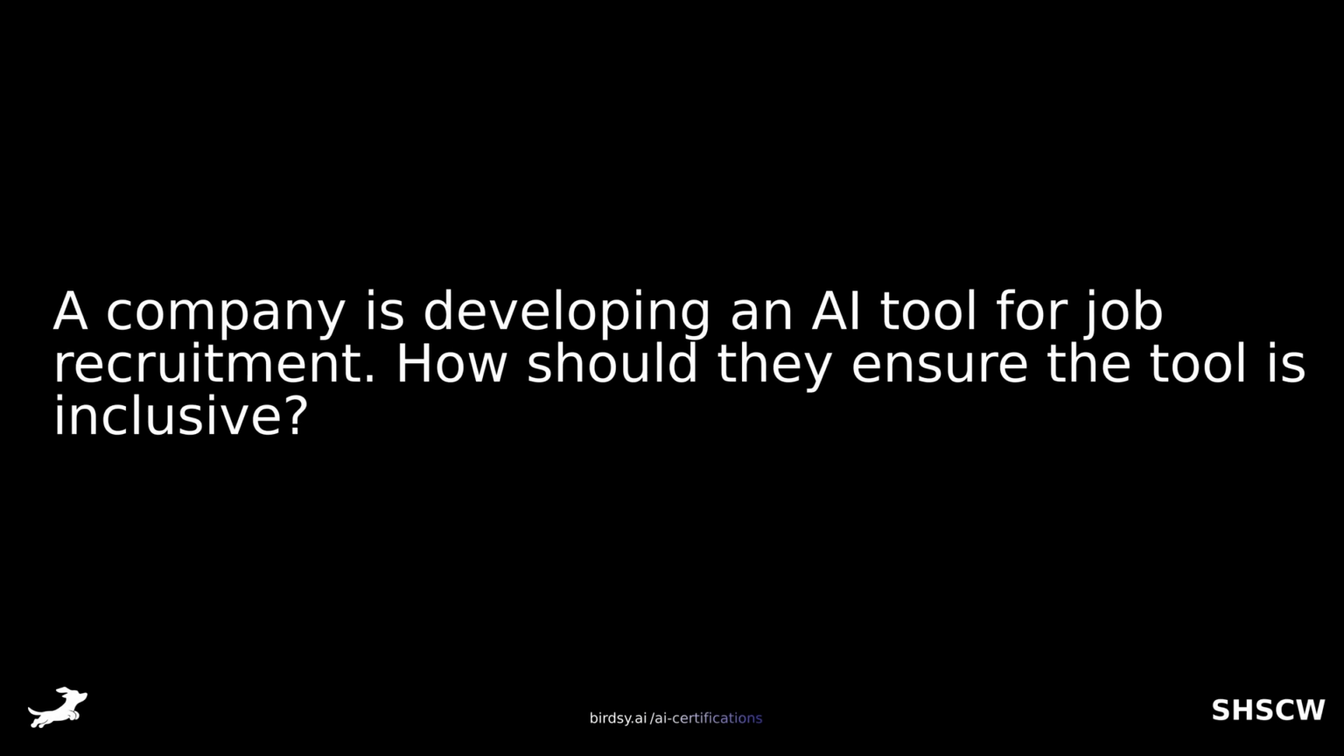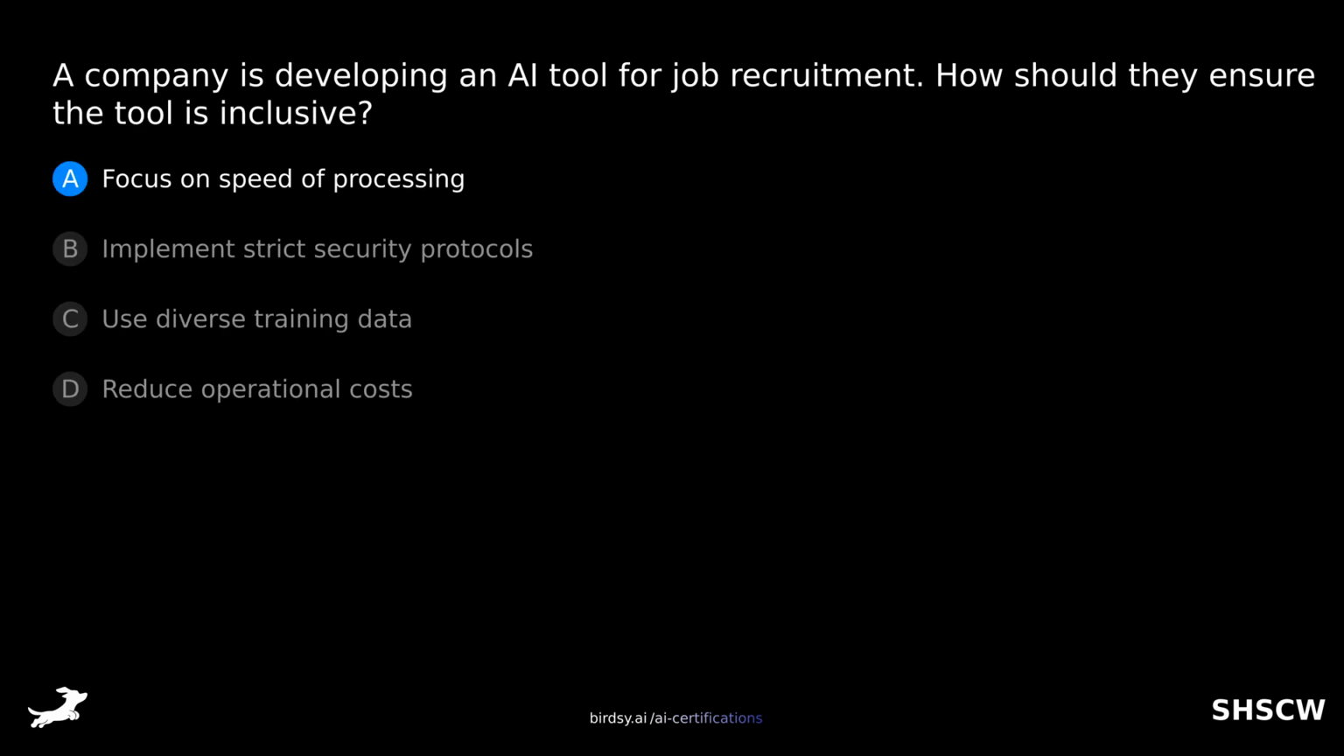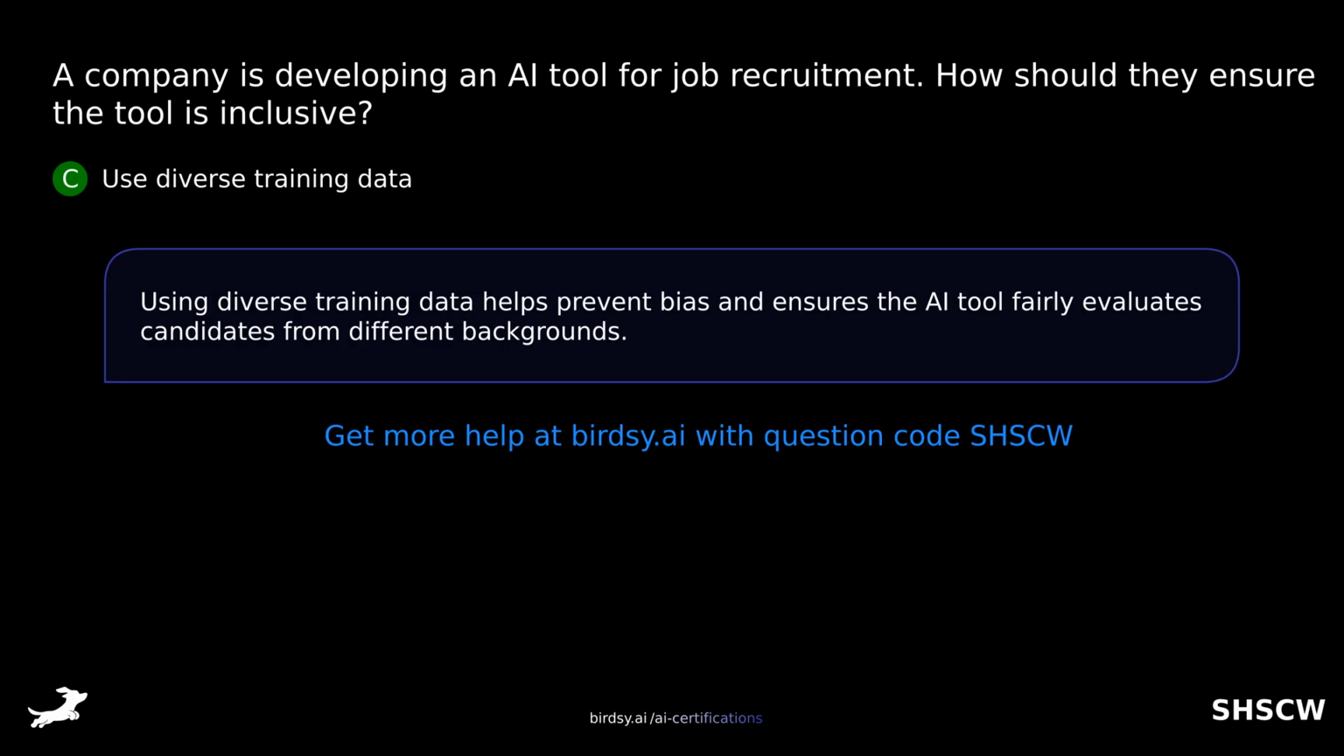A company is developing an AI tool for job recruitment. How should they ensure the tool is inclusive? Is it A, focus on speed of processing, B, implement strict security protocols, C, use diverse training data, or D, reduce operational costs? The answer is C, use diverse training data. Using diverse training data helps prevent bias and ensures the AI tool fairly evaluates candidates from different backgrounds.